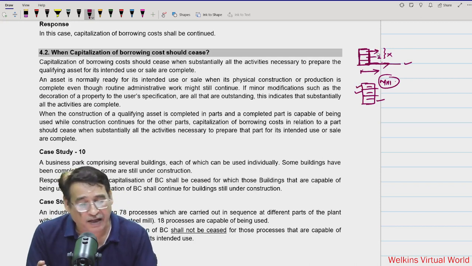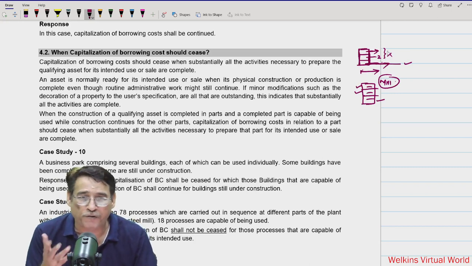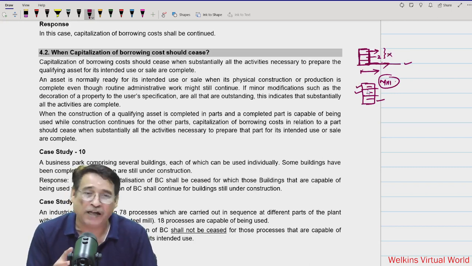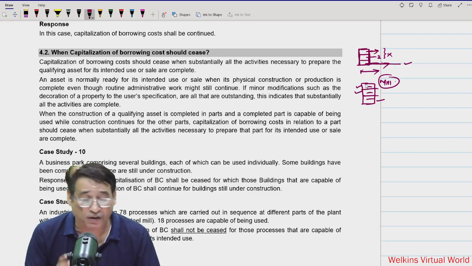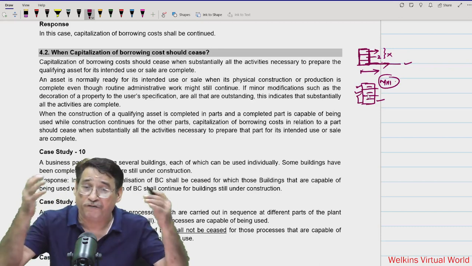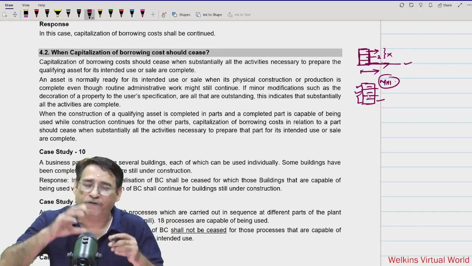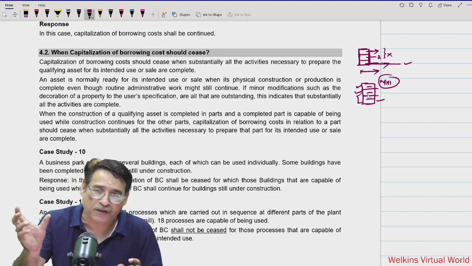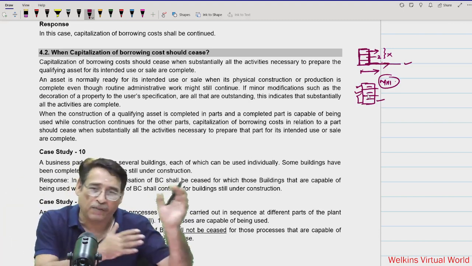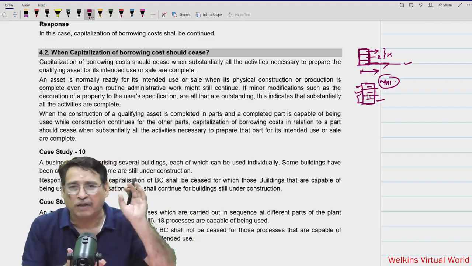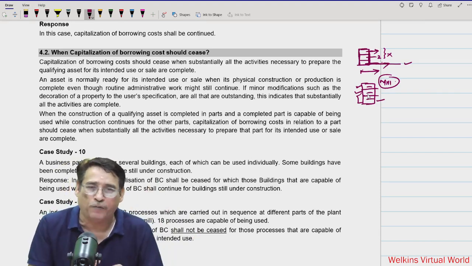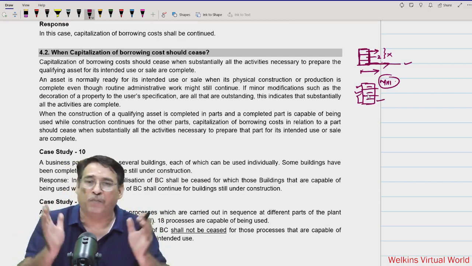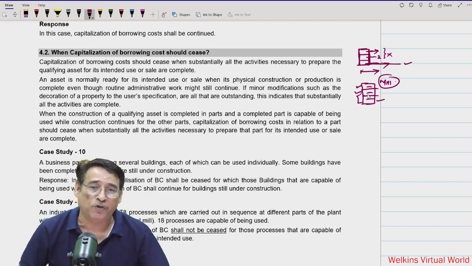For instance, earlier I said that these two portions are completed, so we should stop borrowing cost with respect to these two portions. But here I cannot apply the same analogy. The reason is that this time all three components are interrelated. So if the project is such that the components are interrelated, even though some components are completed and some are incomplete, irrespective of that, you will continue capitalizing the borrowing cost till the entire structure becomes completed. So these are the things you need to know.